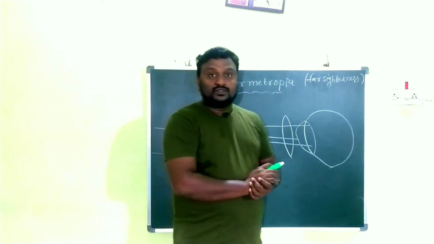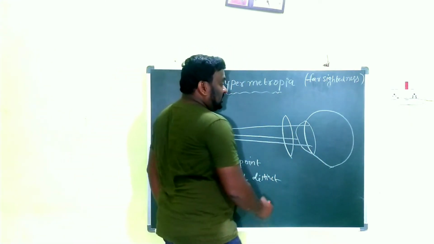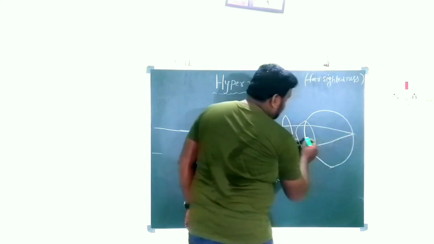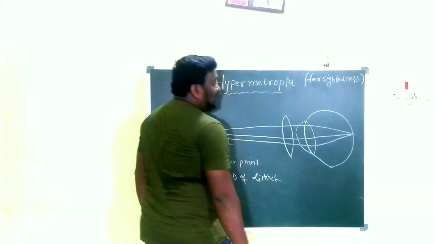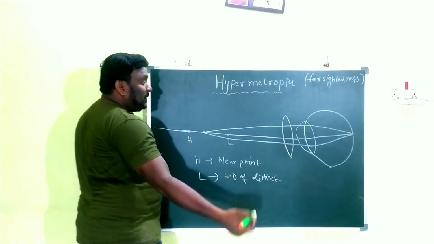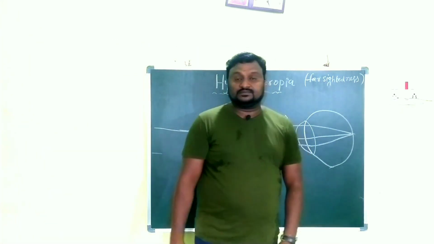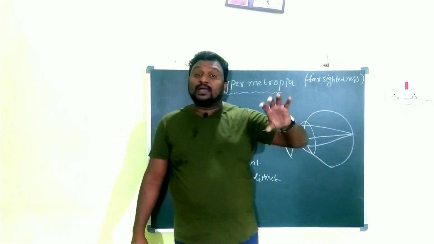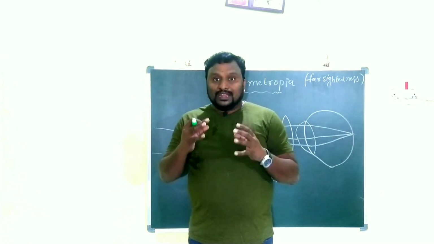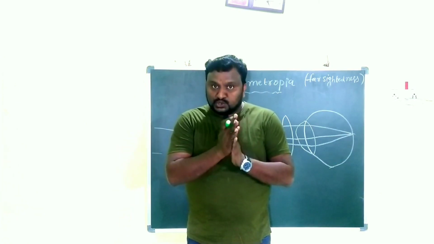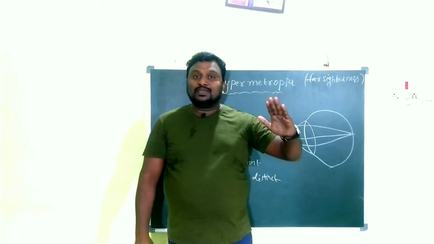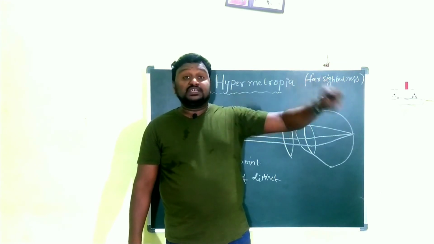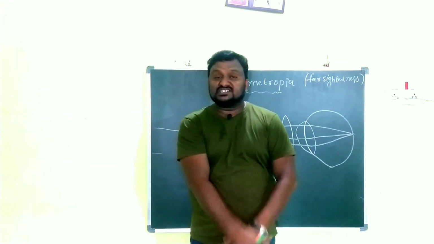When we are using the convex lens here, the image can be formed on the retina. So then the people are able to see the object. So this is the correction for hypermetropia. What is the correction of hypermetropia? When a biconvex lens is used, then the image can be formed by the eye lens on the retina. Then the people are able to see the object at near distances also.